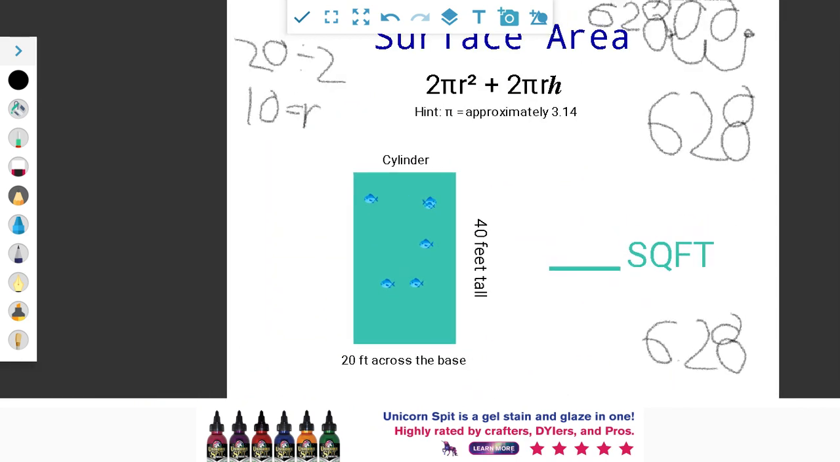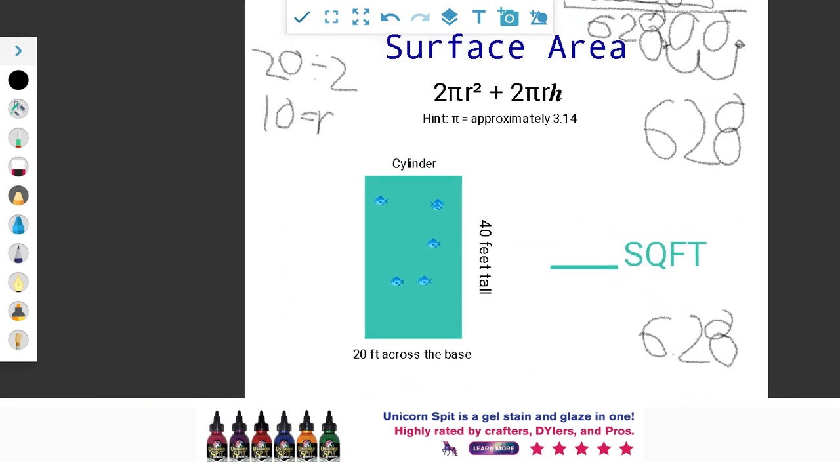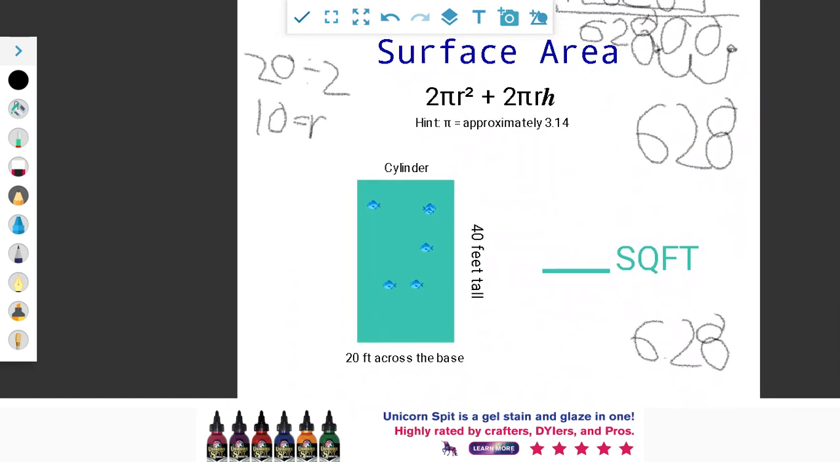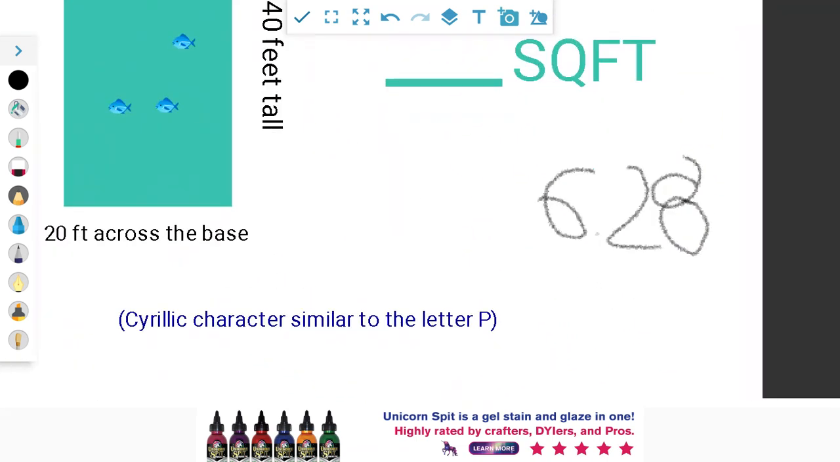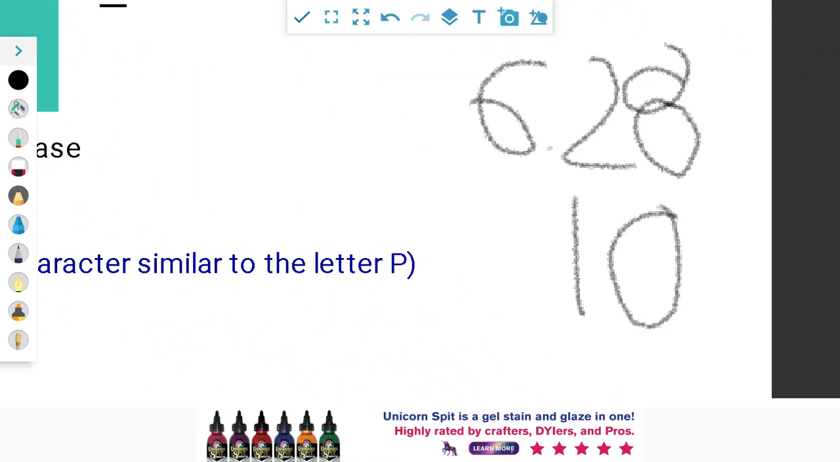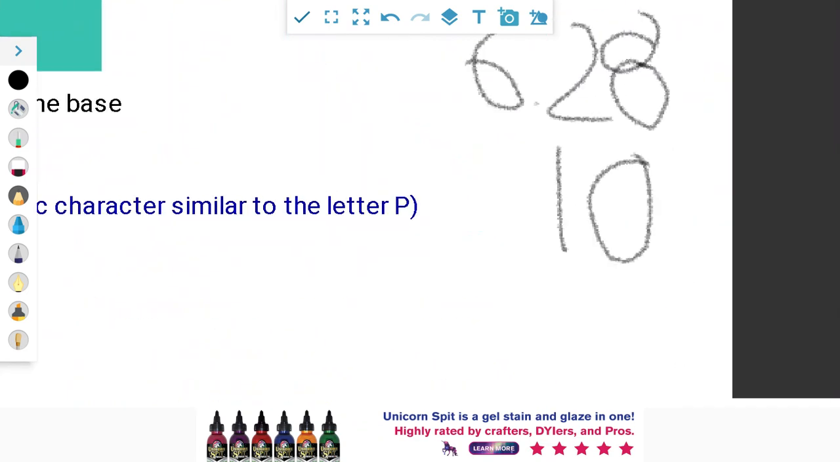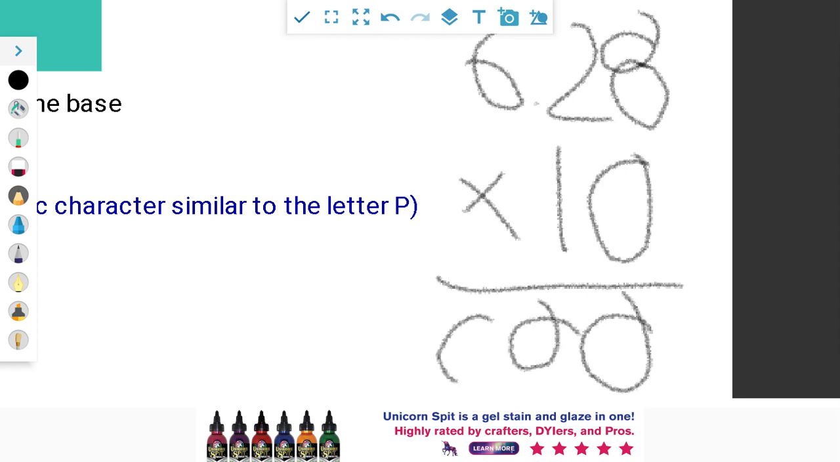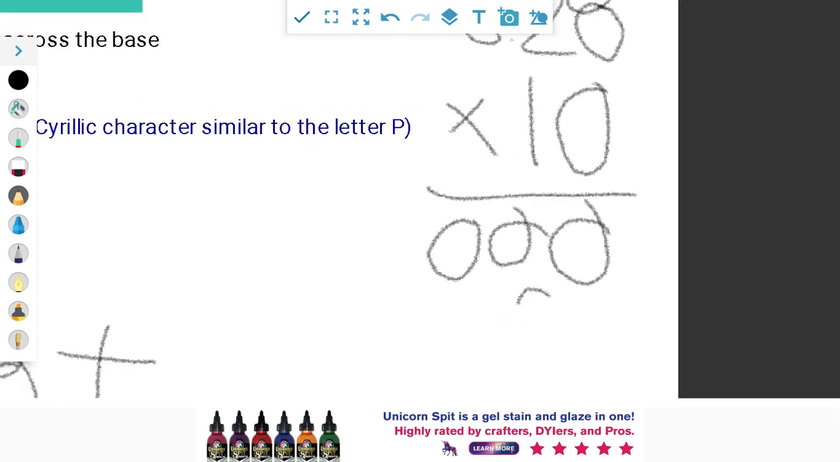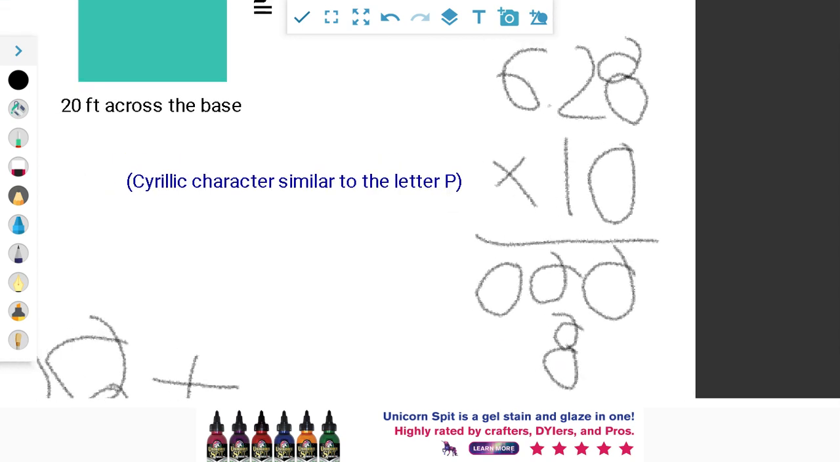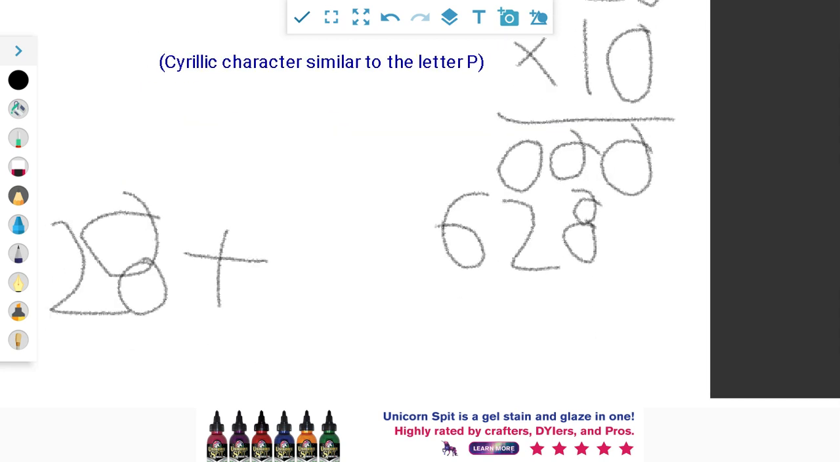Let's do one number at a time. The radius was 10. Okay, 10. And we also have the height. The height is 40 feet tall. But we'll do that one later. 8 times 0 is 0. 2 times... Well, they're all zeros. 1 times 8 is 8. 1 times 2 is 2. Okay.